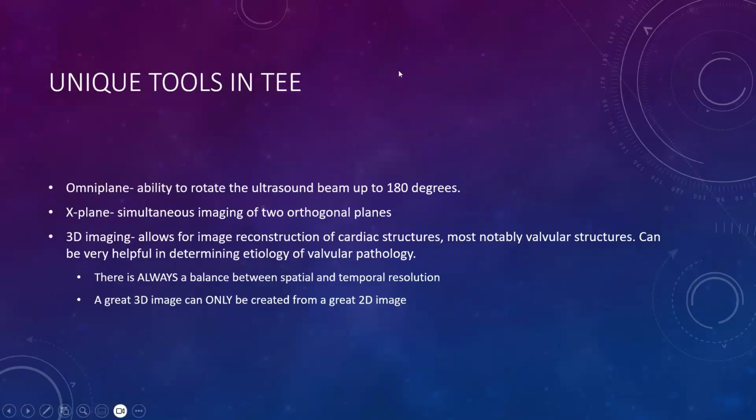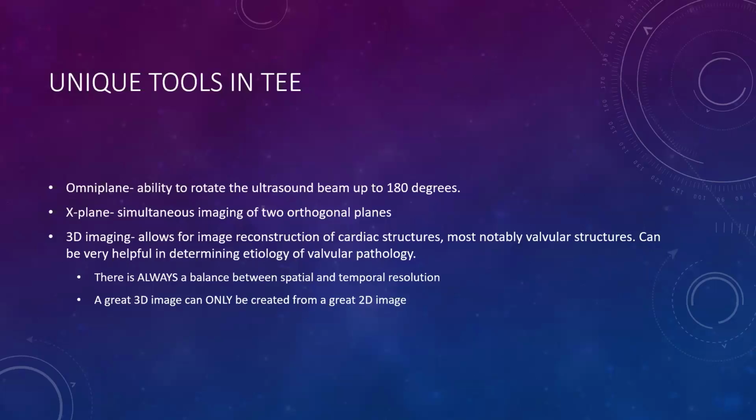So why are we using TEE? It has some very unique skill sets, right? So omniplane is probably the most unique, and you can always tell on a test question a TTE versus a TEE because it should be showing you the omniplane angle for TEE. What does that mean? That's the ability to rotate the ultrasound beam that's actually sent out from those piezoelectric crystals up to 180 degrees.